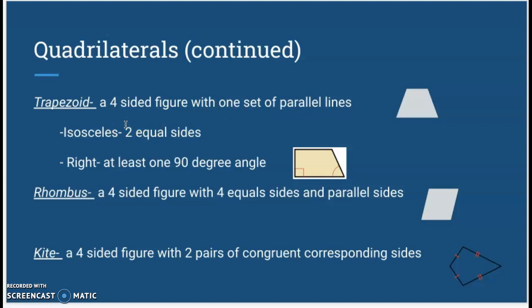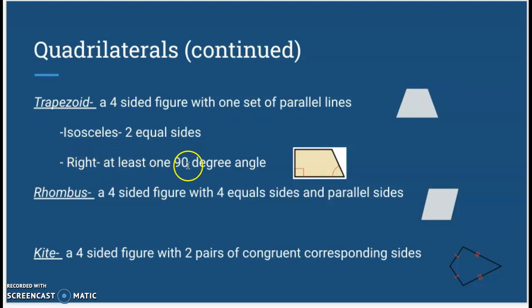On your worksheet or on the notes paper, it does give you an isosceles trapezoid and a right trapezoid. So we already went over what isosceles meant on the very first slide. It means two equal sides. So imagine this one over here. This line is very small, this line is very big, so they're not equal. But if you look at these two sides, they look like they are equal. So these are my two equal sides of this isosceles trapezoid.